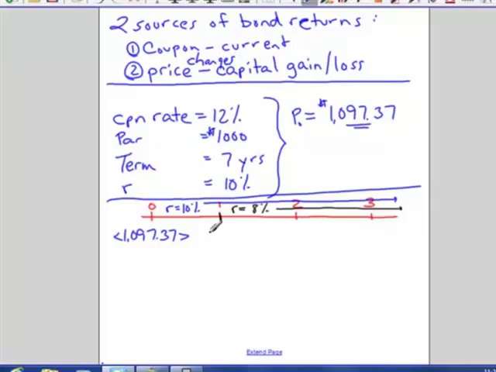What will the price of the bond be at time period 1? Well, we still have a $120 coupon. Our par value is still $1,000. Our rates changed to 8%. What's our term now? Term is 6 years, so we're discounting back 6 years at 8%. And that will give us a price of $1,184.92.